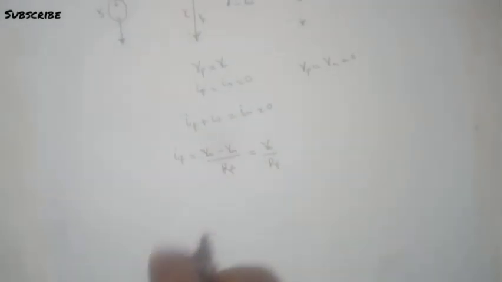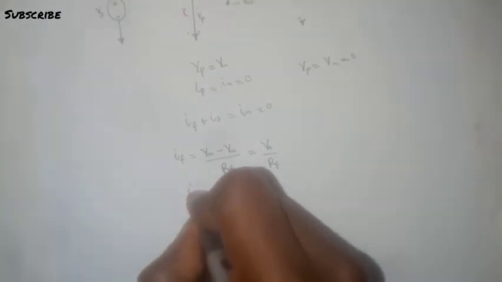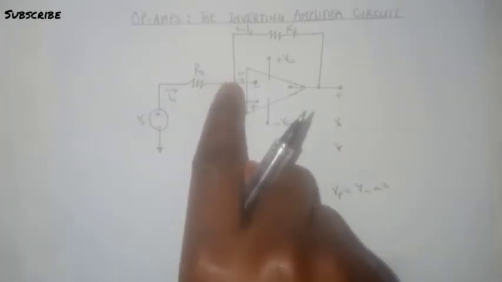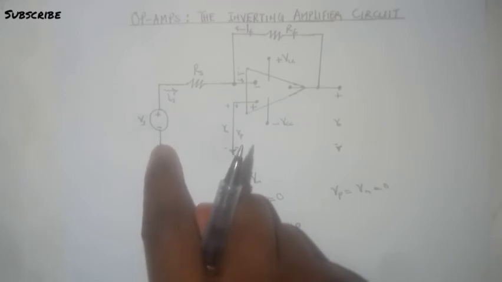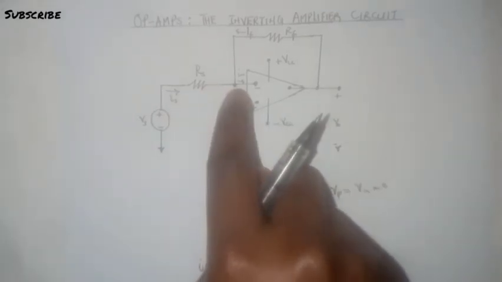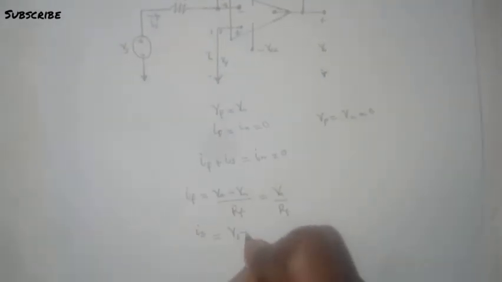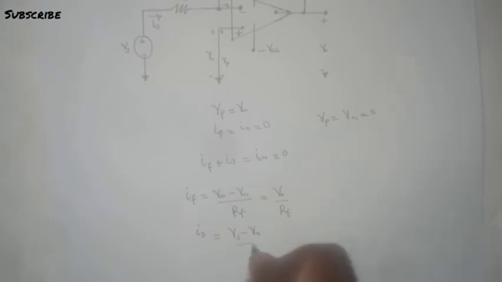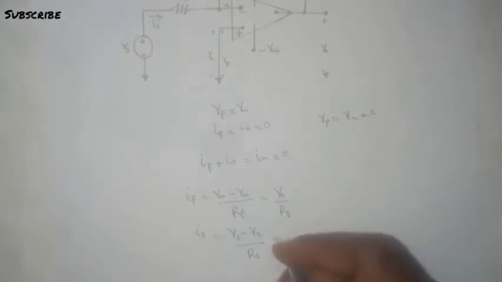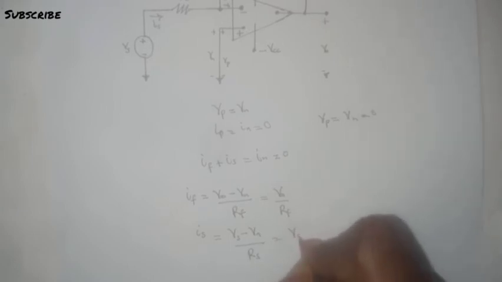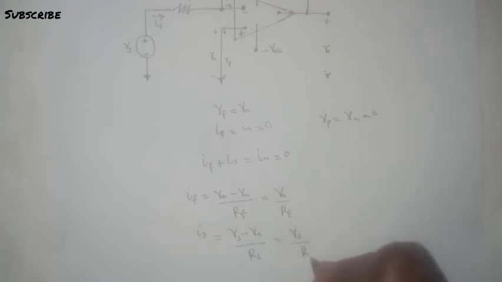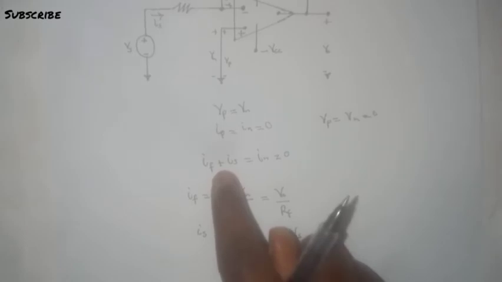Now, what is the value of Is? Is is from the input voltage. So this is going to be Vs minus the voltage here, that is Vn, so that will be Vs minus Vn over Rs. And recall that Vn equals 0, so that would be Vs over Rs. That brings us back to this equation.